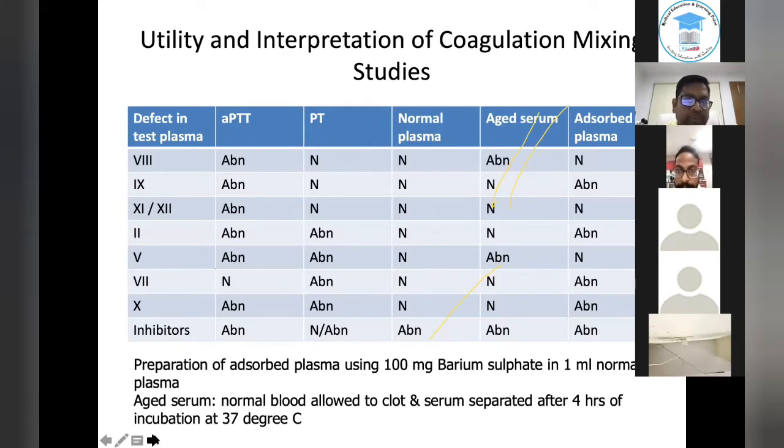So how do you prepare an adsorbed plasma? It is very easy. You just dissolve 100 milligram of barium sulfate in 1 ml of normal plasma, centrifuge it, take the supernatant plasma, do a PT. PT should be more than 60 seconds. Accept it. You can run an adsorbed plasma mixing study. H serum, you have to prepare. Allow the normal blood to clot. Serum will be separated after 4 hours of incubation at 37 degrees.